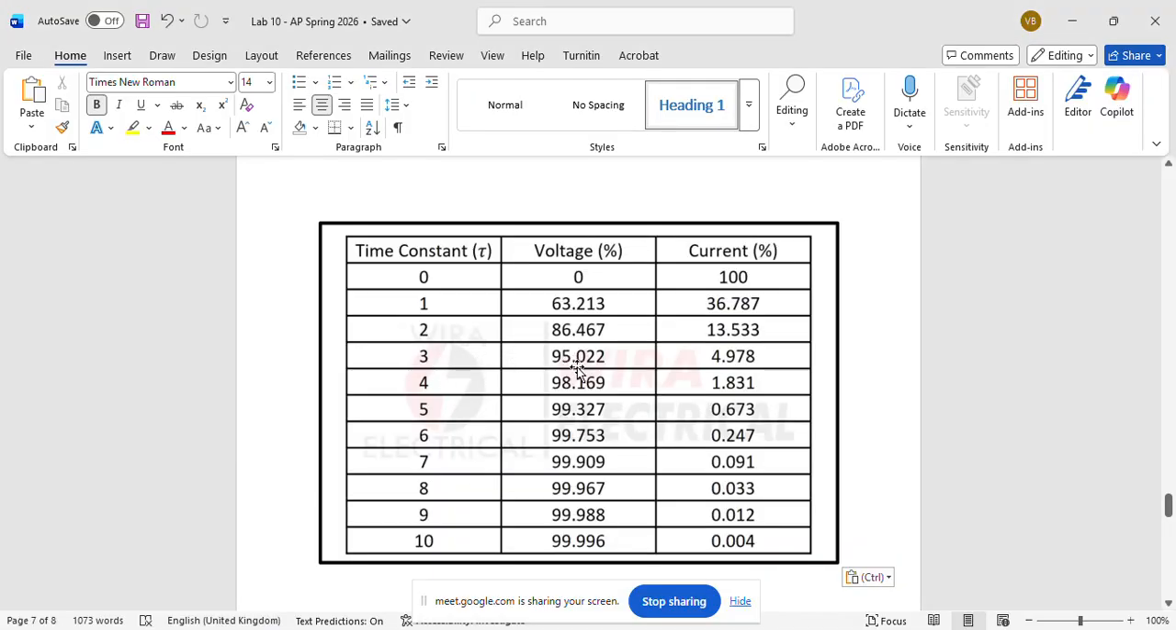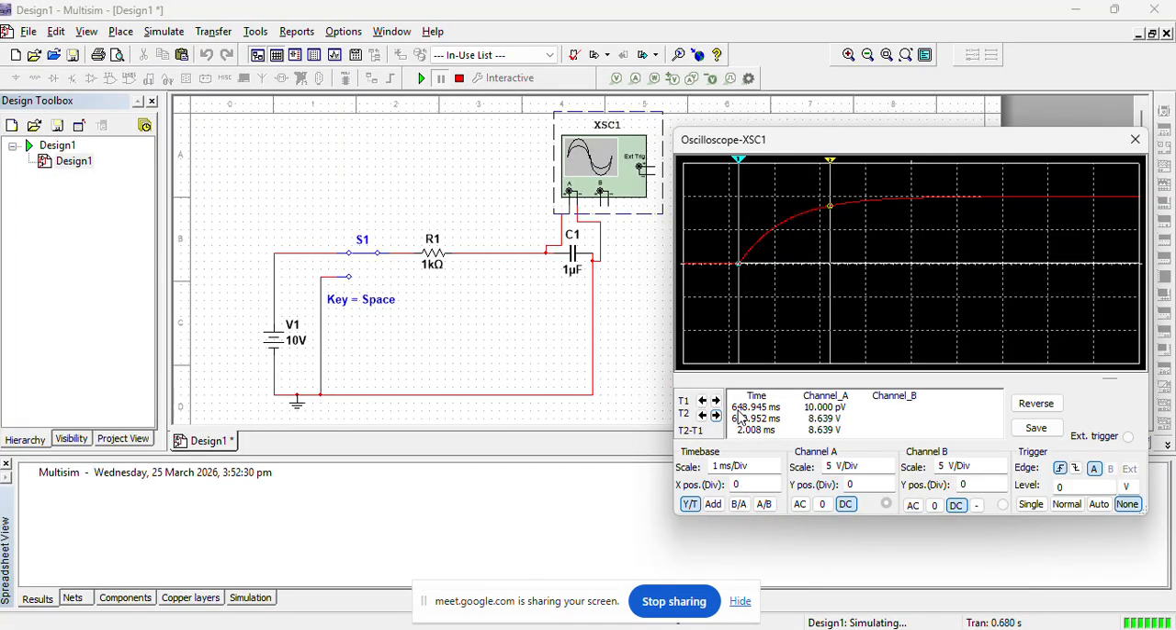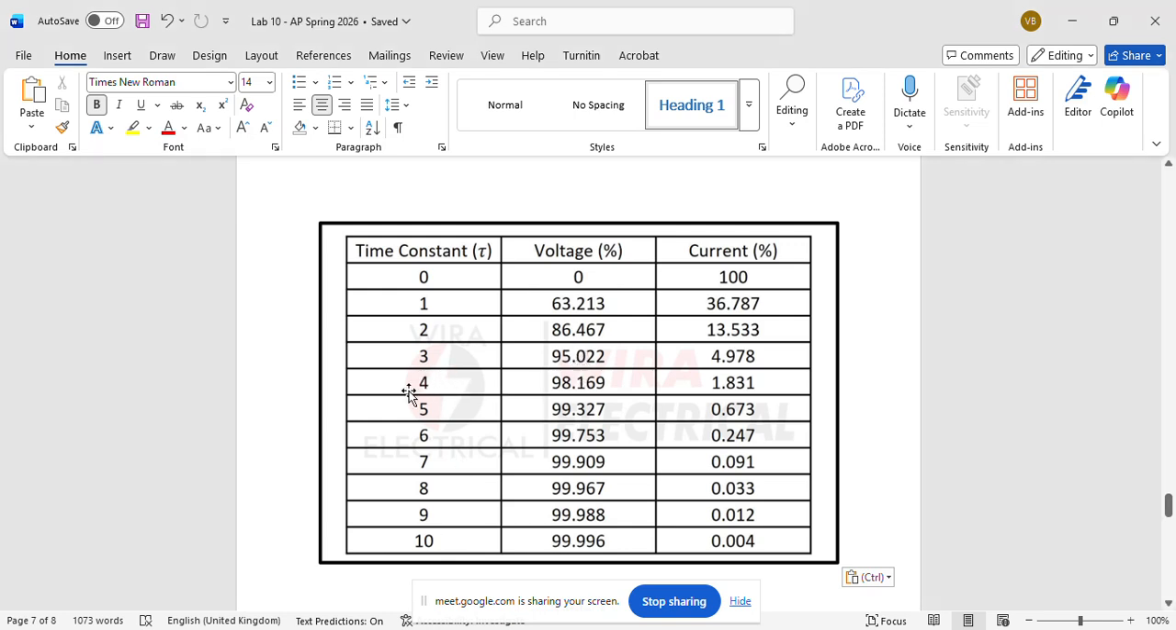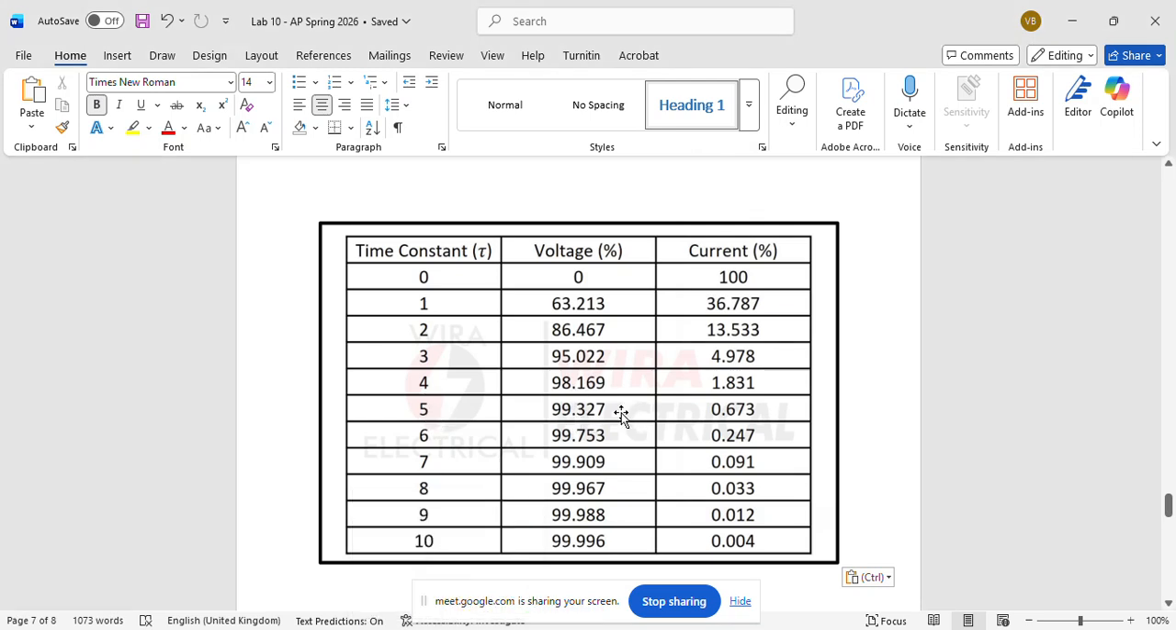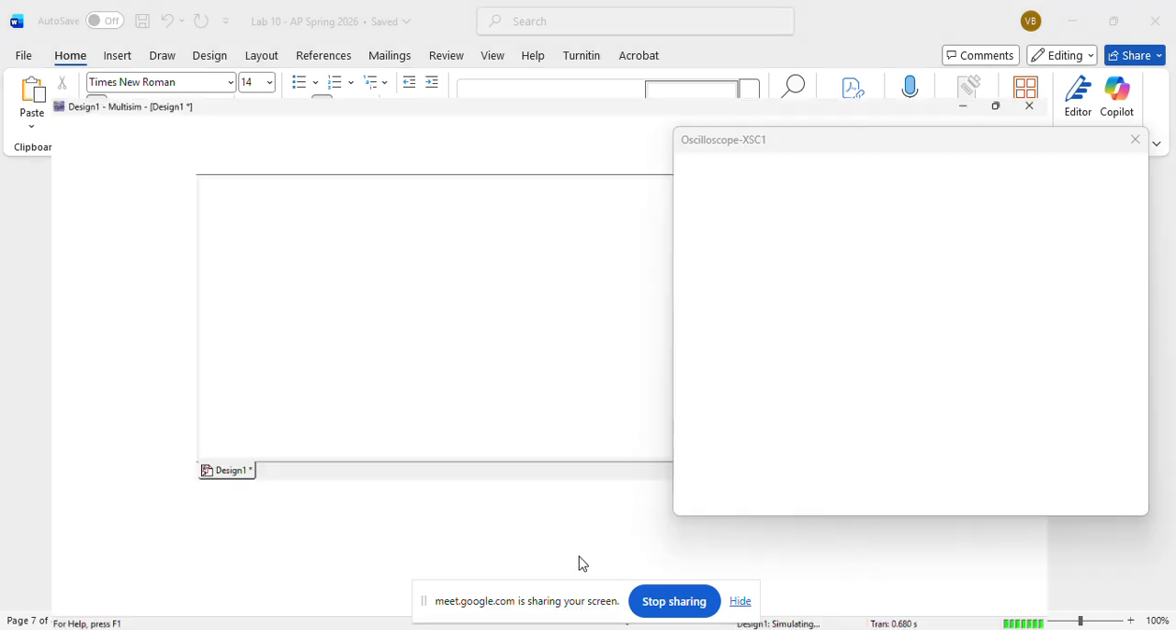Similarly, at 3 tau, this should be 95%. 3 milliseconds. We have set actually the value of tau as 1 millisecond. So it's very easy to observe this. So yes, this is 3 milliseconds. This is 9.5 volt or 95%. 4 tau, 98%. 4 tau means 4 milliseconds in our case. And this is 98%. Finally, at 5 tau, we assume this is fully charged condition.